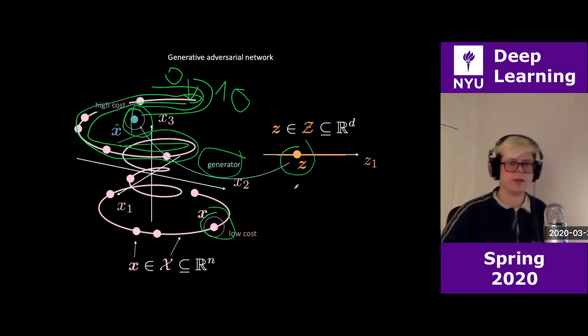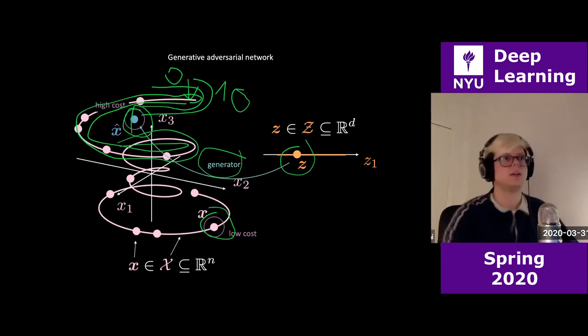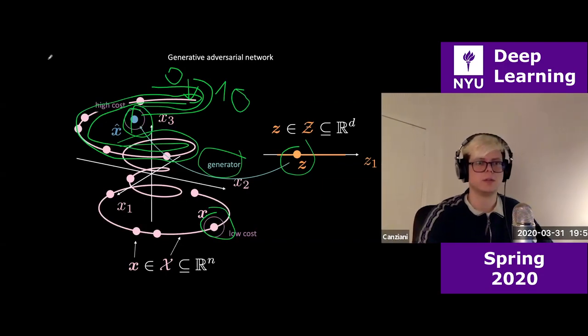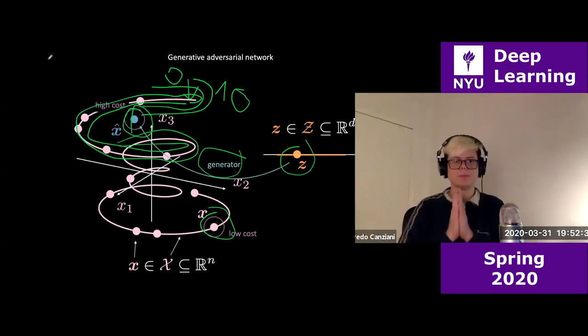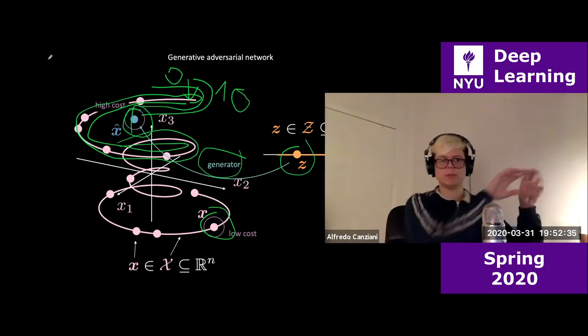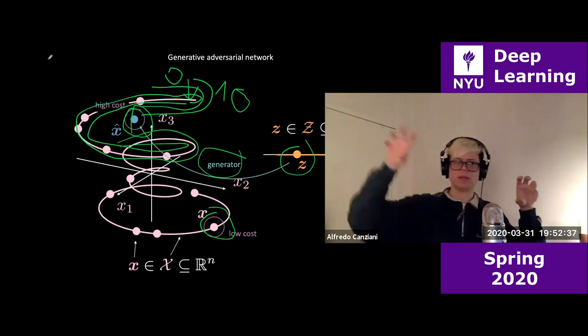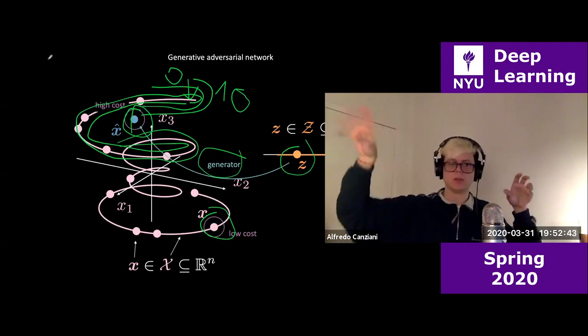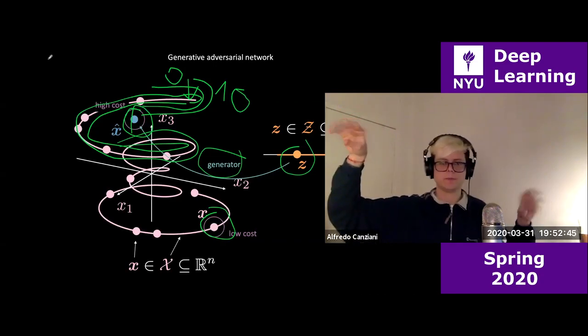Let me go with the analogy, and then let's see whether this makes more sense. All right, so you have some true data points here, and then you have some generated data points over here that have been generated by the generator, right? So points here, points down there.